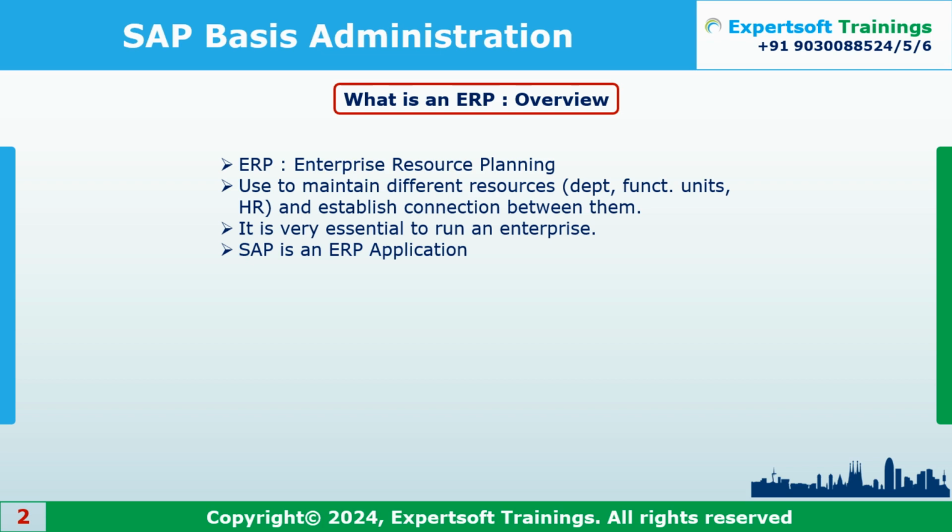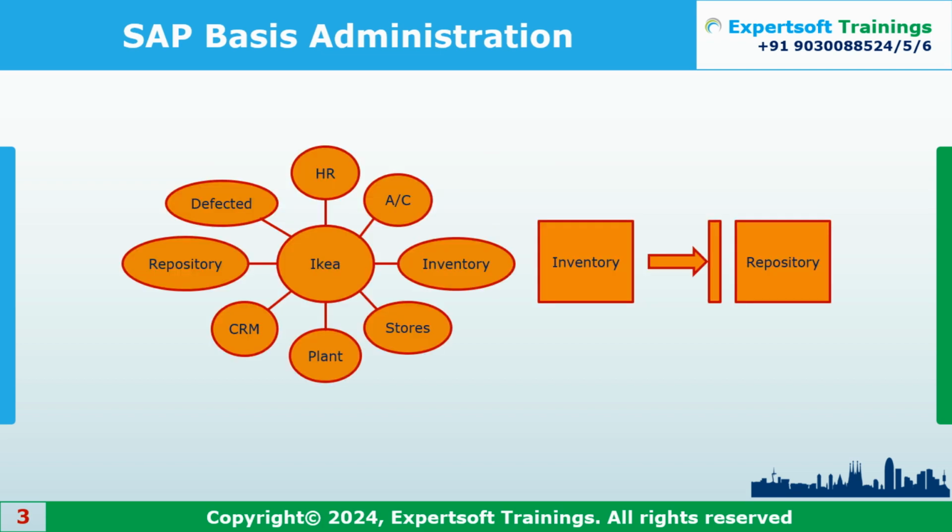ERP will come with different modules in which the basis is one. So whenever you install an ERP, it will come with multiple different modules. And what are the modules? One module is for inventory, one module is for accounting, one module is for plant production, one module is to deal with stores, sales and distribution, for HR, like this. Okay, so these are just the modules.